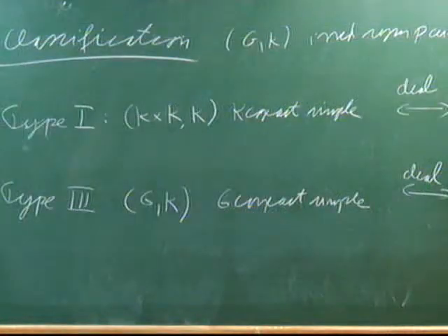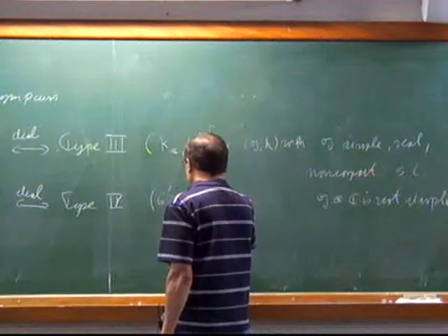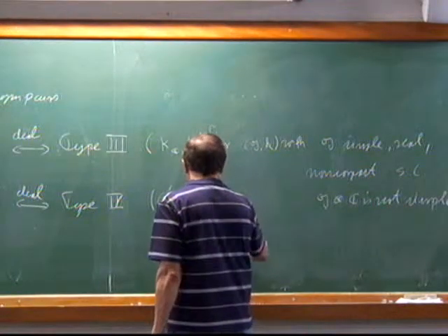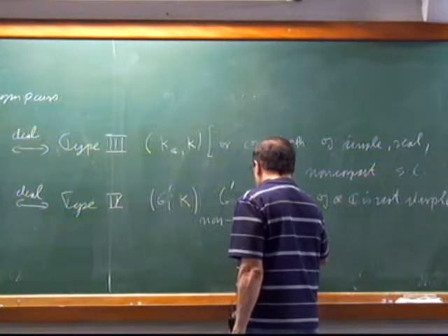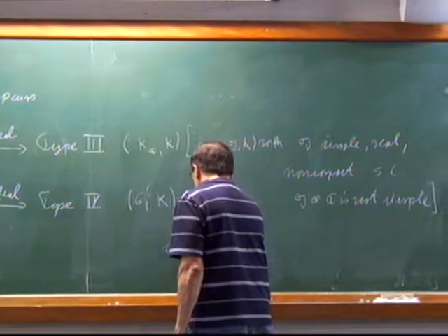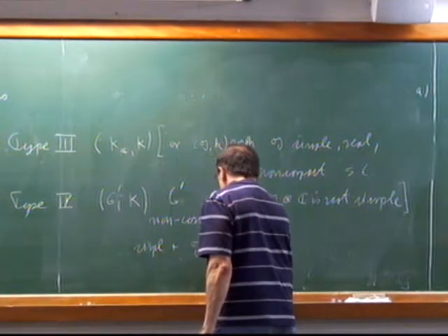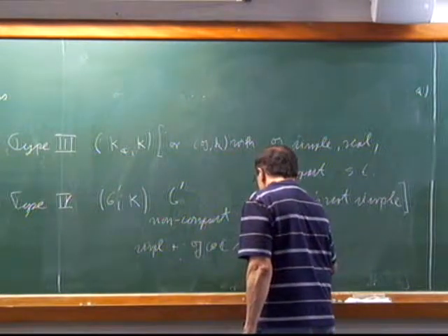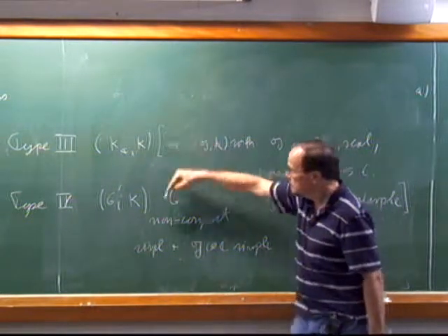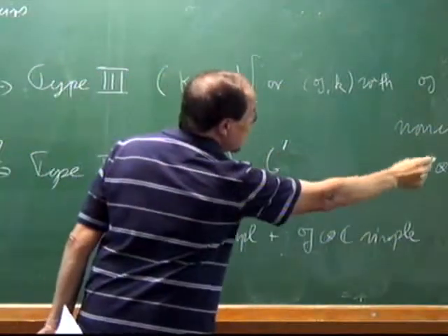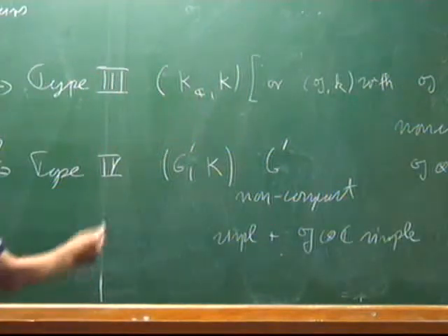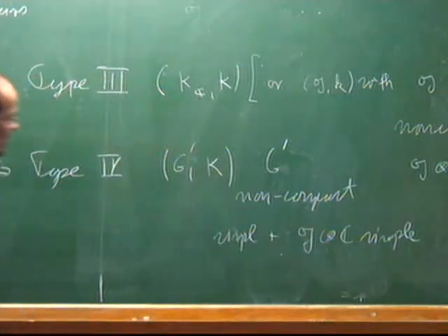I'm going to write down the correct types a little bit later. The dual to a pair (G prime, K), where G prime is non-compact, simple, plus the complexification is also simple. So that's how I differentiate the two types. This here is a pair (G, K) where G is simple, but the complexification is not simple. And here it's one where G is simple, non-compact, and the complexification is simple.